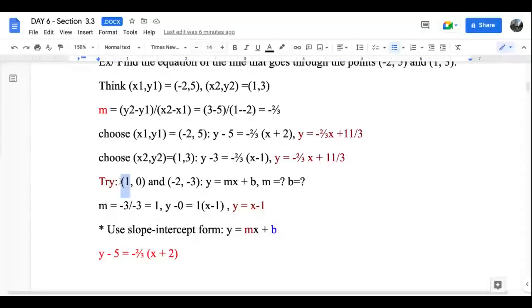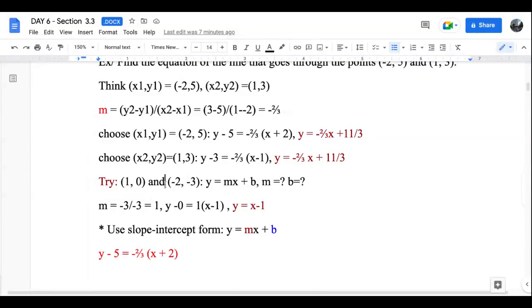Well, let's see this one. These two points: (1, 0) and (-2, -3). So m equals y2 minus y1, which is -3 minus 0, which is -3, over x2 minus x1, -2 minus 1, which is -3. -3 divided by -3 is 1. So the slope is 1.